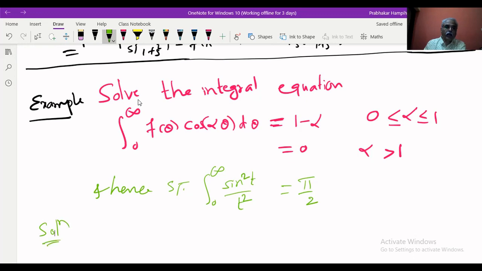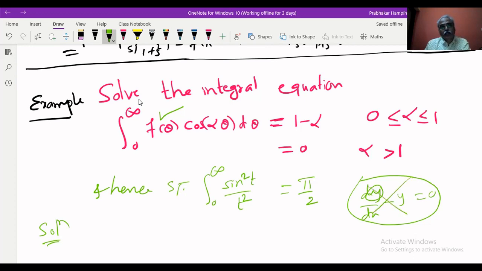But here, instead of being asked to find the inverse Fourier cosine transform, we are asked to find f of theta. Solve this, we have to find what is f of theta. If you are asked to solve the differential equation dy by dx minus y equal to 0, you find the value of y. Solve means you find the value of y. If the equation contains derivatives, it is a differential equation. If the equation contains integration, it is an integral equation. Actually both are one and the same in different forms.